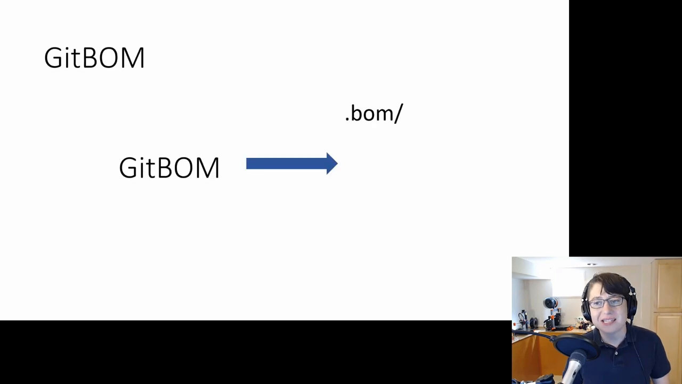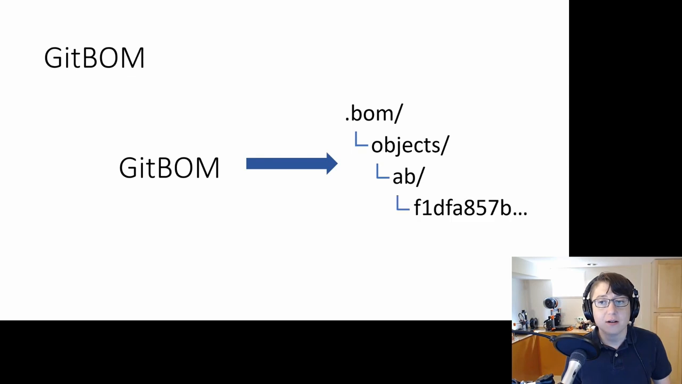GitBOM then persists this gitoid to the file system in a .bom directory. And within that .bom directory, there is an objects directory, like with Git, and then a subdirectory named after the first two characters in the hash, followed by a file named after the rest of the characters in the hash.